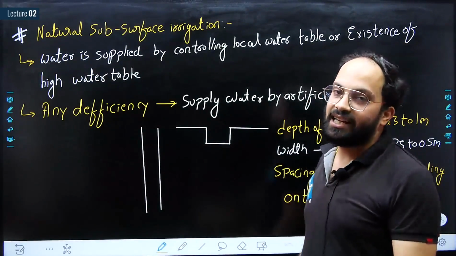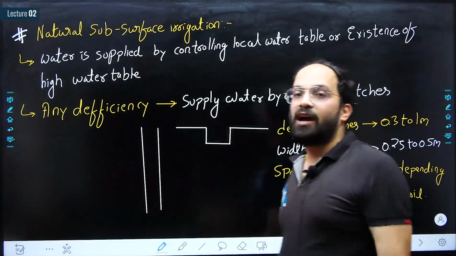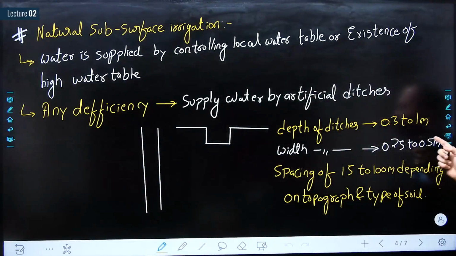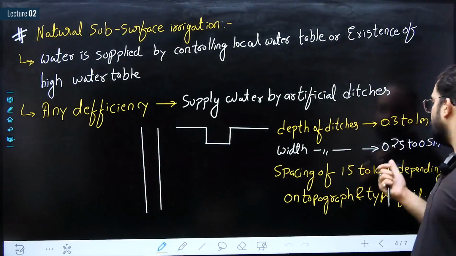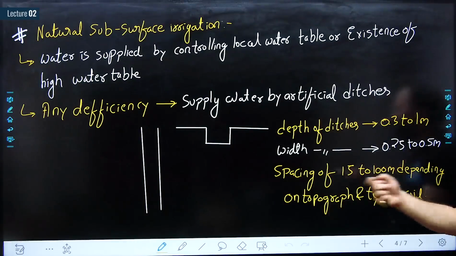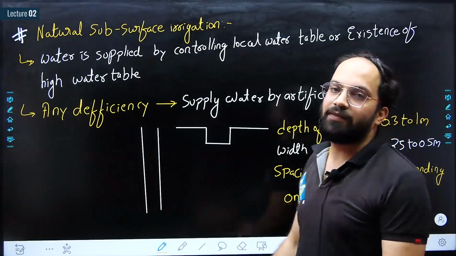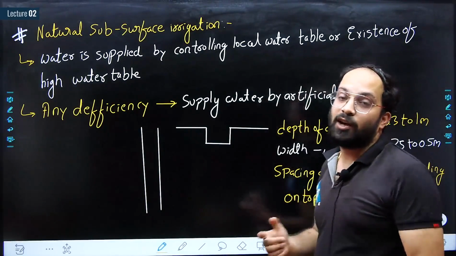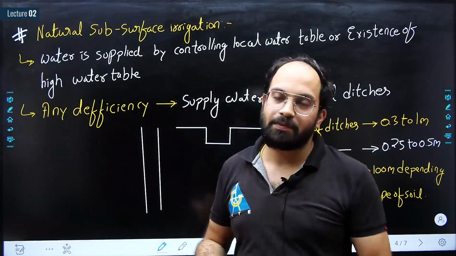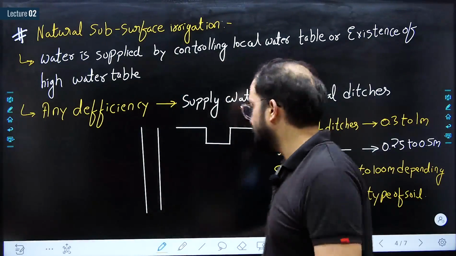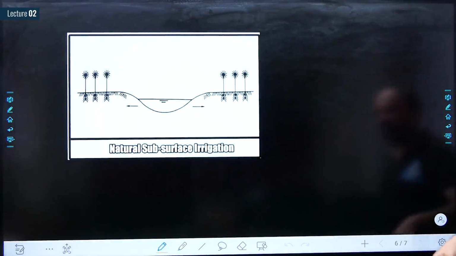If any deficiency comes, then we construct small ditches in our farm, which will have a depth of 0.3 to 1 meter, a width of 0.25 to 0.5 meter, and a spacing of 15 to 100 meters, depending upon the topography and type of soil. If the soil is permeable, we will increase the spacing. If the soil is less permeable, we will decrease the spacing. This is about natural subsurface irrigation.